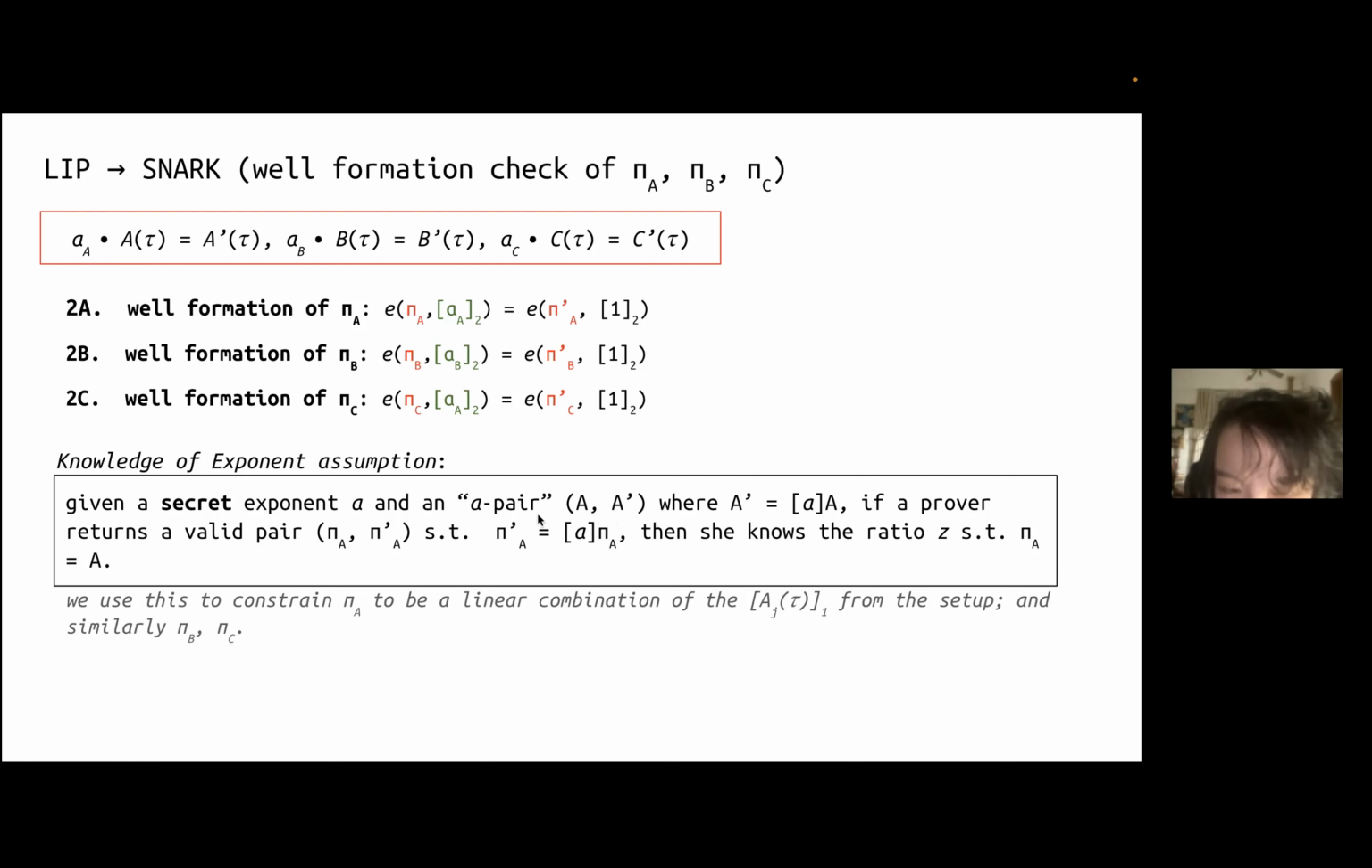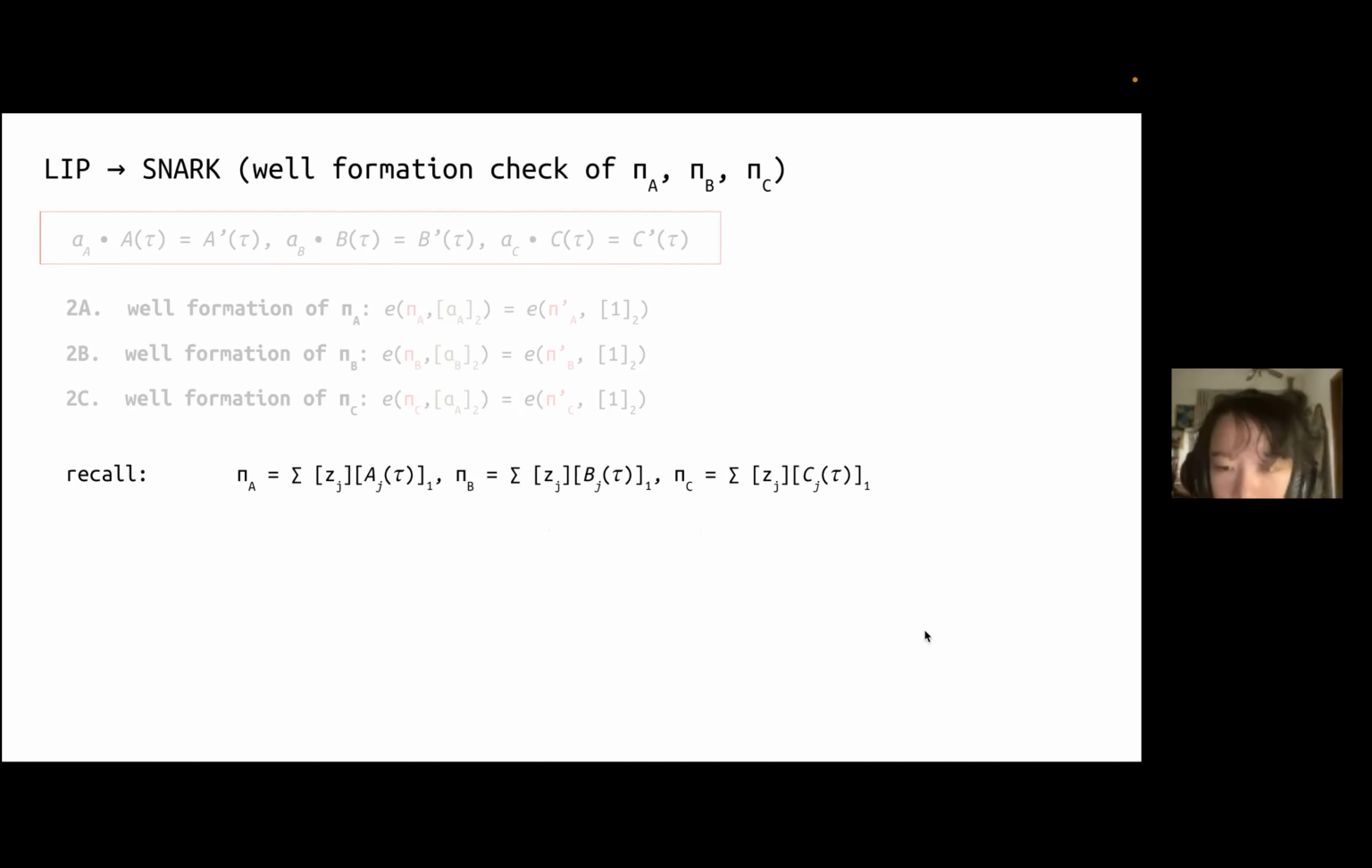So, firstly, we assume you can't do that. I think maybe this depends on the discrete log hardness. So, assuming you cannot recover this alpha, and that you can return another valid alpha pair, then you must know the ratio. Oh, the ratio Z between.